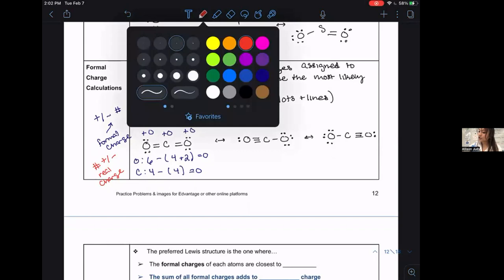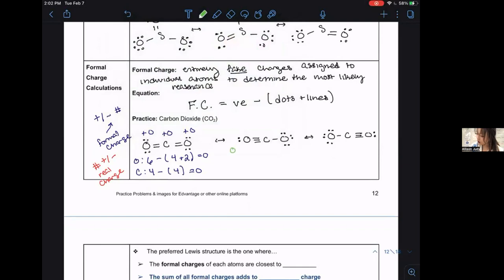Now here, the right oxygen would be 6 minus 3 dots plus 2 lines, giving me a formal charge of plus 1. Carbon would be 4 minus 4, still 0. The left oxygen would be 6 minus 6 dots plus 1 line. Okay, that would be negative 1. So we have a plus 1 and a minus 1 formal charge and a 0.